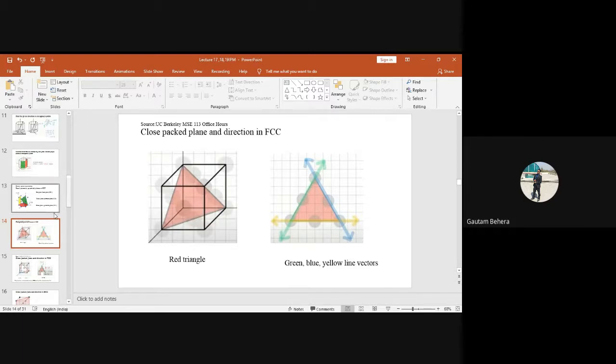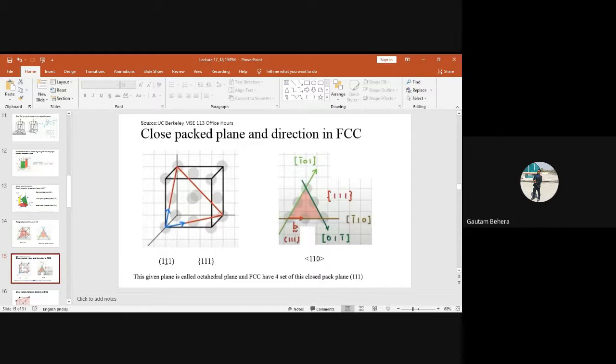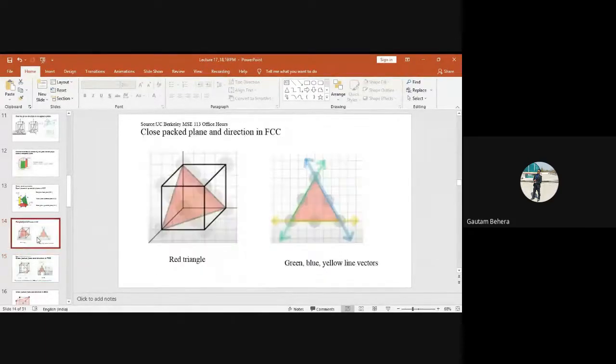So how to write that? Just have a look, I've shown the same plane over here. The 1, 1, 1 will be enclosed in parentheses, right? So what is the difference between this one and this one? This is a plane, but this is a family of planes. You can represent a family because we can have a lot of such 1, 1, 1 planes in a crystal, right? We'll see that.